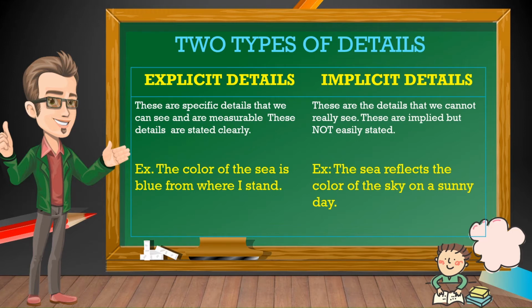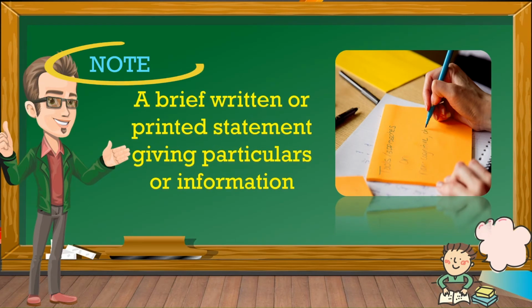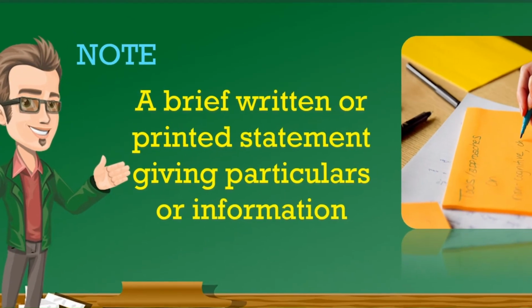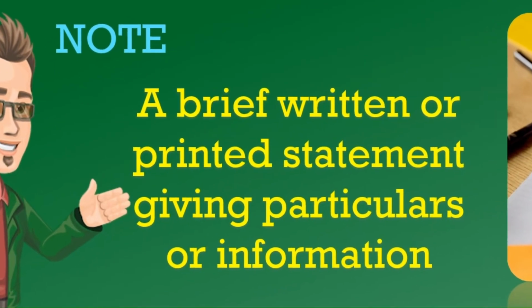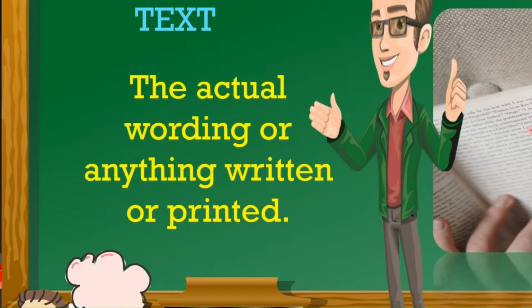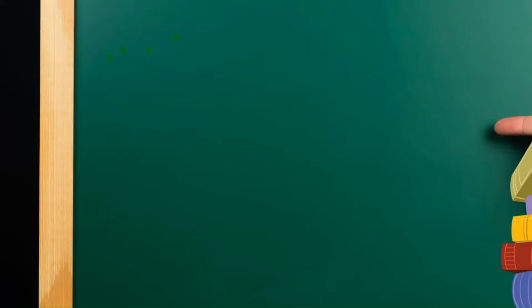You might find these details in some various text types that you read. What is a note? A note is a brief written or printed statement giving particulars or information. How about a text? What do you mean by a text? A text is the actual wording or anything written or printed.